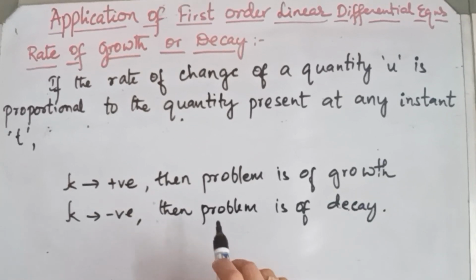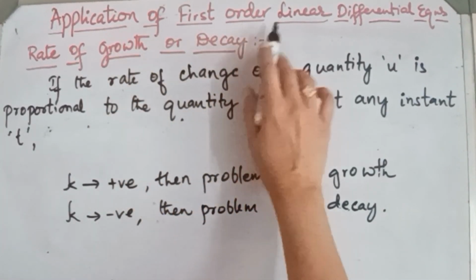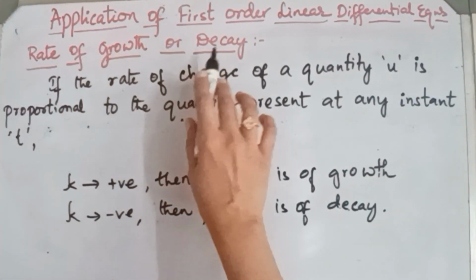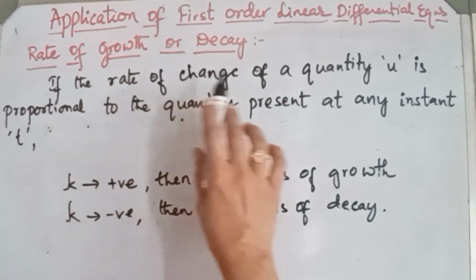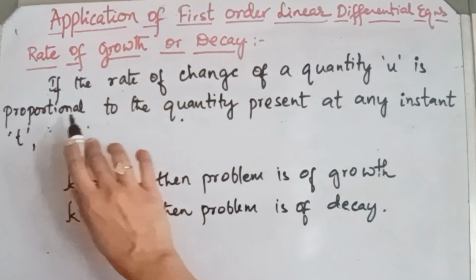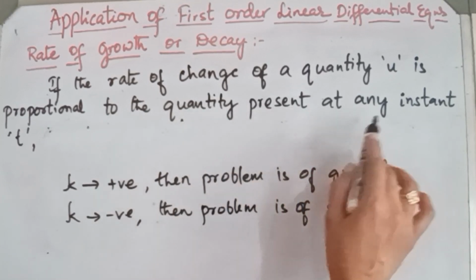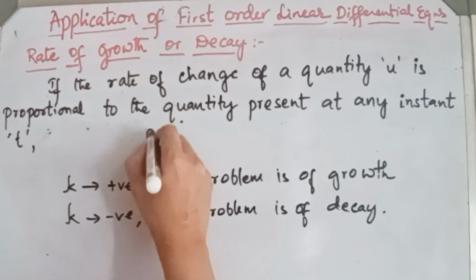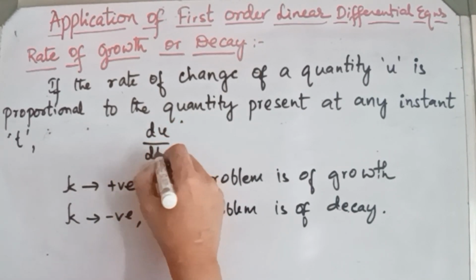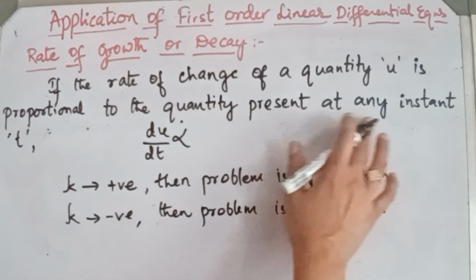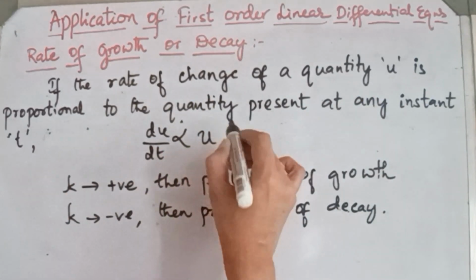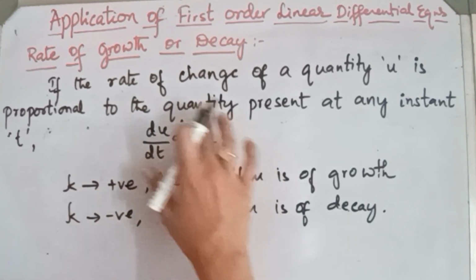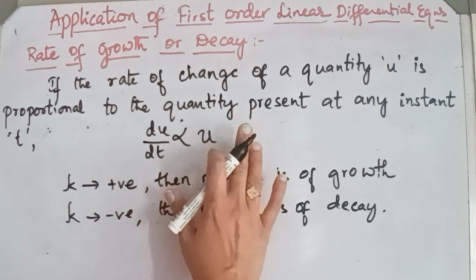In this video, I'll explain one more application of first order linear differential equations. That is to know rate of growth or rate of decay. If the rate of change of a quantity u is directly proportional to the quantity present at any instant of time t, that is, rate of change of a quantity is denoted as du by dt. If it is proportional to the quantity present at any instant of time t, quantity present at any instant of time t is denoted as u, then this gives you a first order linear differential equation.